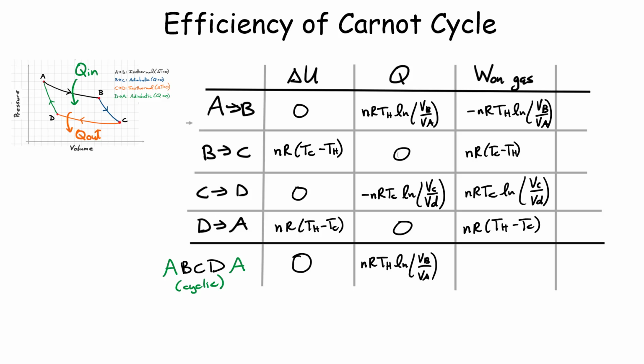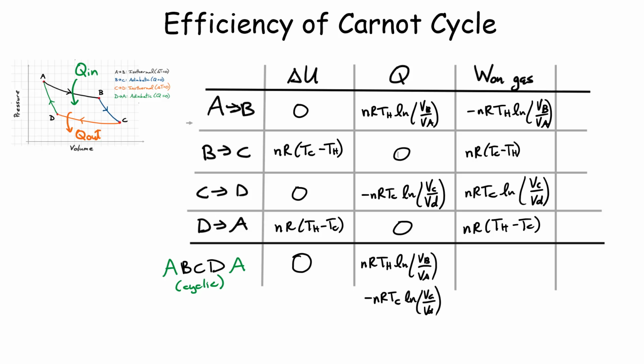Now I run out of space here, so I'll just write it right underneath, but it's minus nRTC, natural log of VC over VD. Okay, so that's the total heat. Heat in is going to be a positive number at the end of the day. Now, what else do we have?